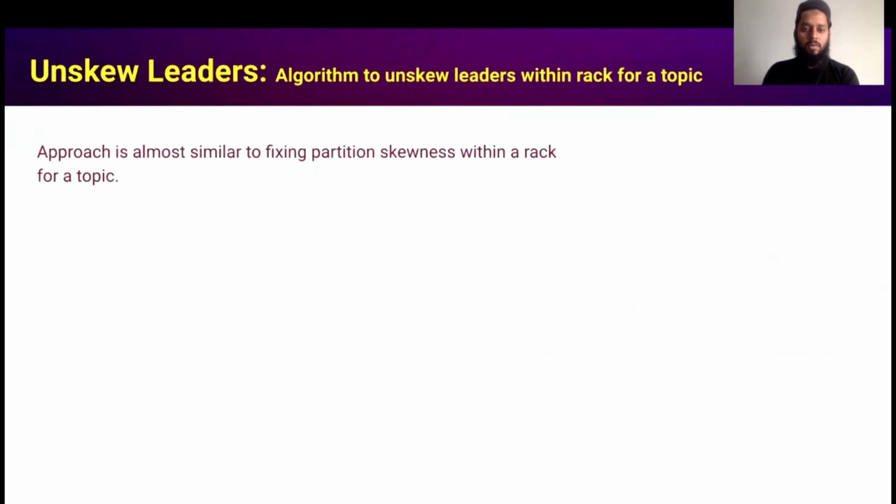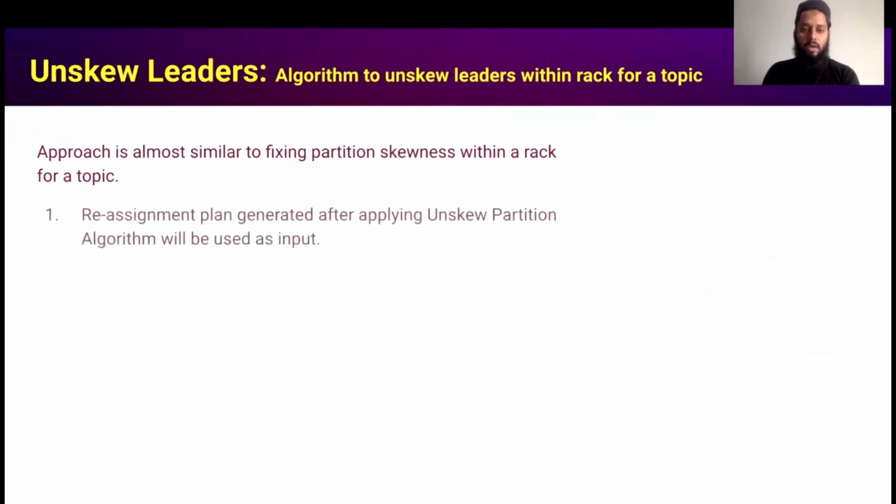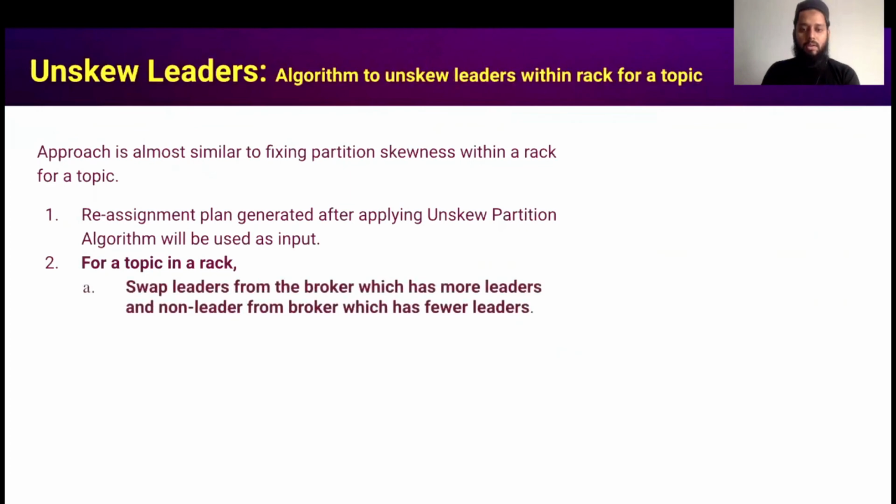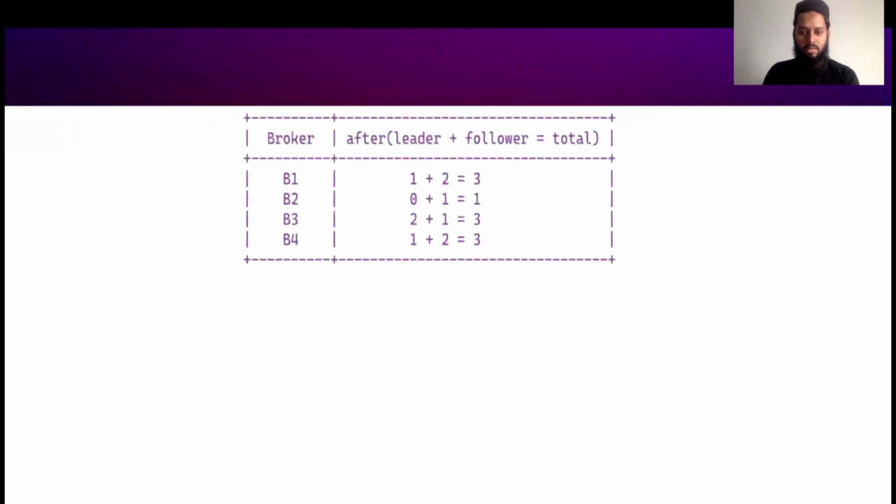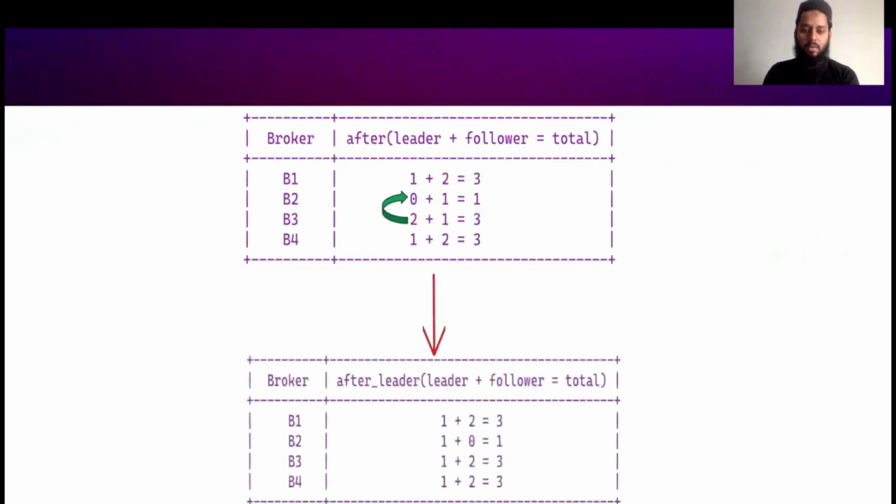The approach is almost similar to what we did earlier. We use the earlier generated plans as input for this algorithm, and for every topic in the rack, we swap leaders from the broker which has more leaders with the non-leader from the broker which has fewer leaders. This is the earlier distribution. Now one leader will switch from broker 3 to 2, so it will look something like this. Now every broker has almost an equal number of leaders for that topic, and the total leader plus follower count is almost equally distributed.